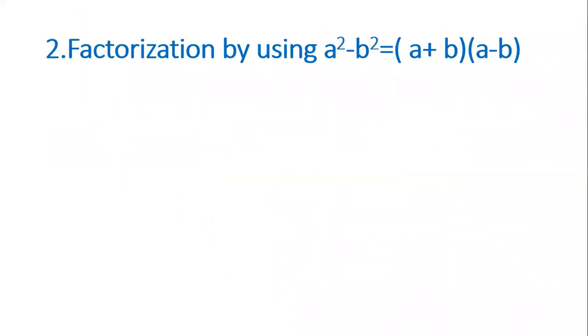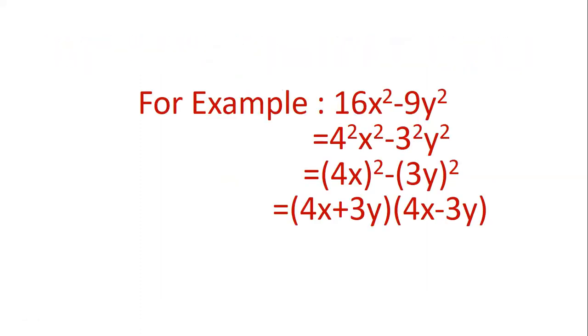So the second way of factorization is factorization by using the formula a square minus b square is equal to a plus b, a minus b. It will be much more clear if we discuss the example. Suppose one of the examples given is 16x square minus 9y square. So this 16 can be written as 4 square and 9 can be written as 3 square. You can see 4 square and x square can be expressed as 4x whole square, and 3 square and y square can be written as 3y whole square.